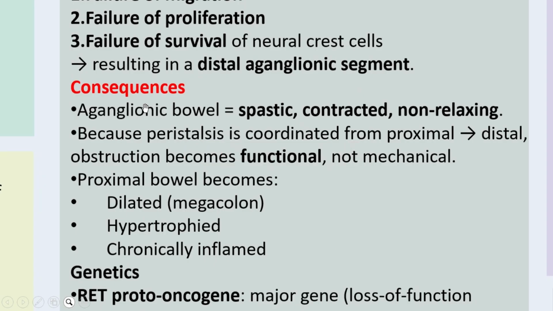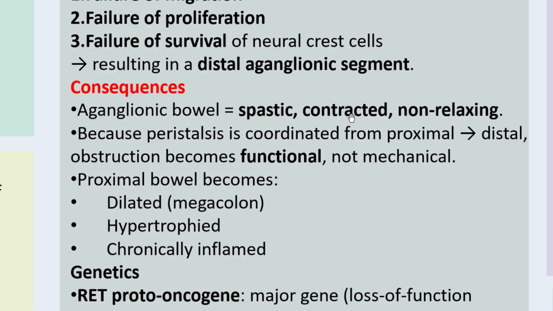So what is going to happen is that we're going to have an aganglionic bowel, and most of the time the ganglia, or these plexuses, facilitate the relaxation of the bowel. They're the ones that cause the relaxation. Without their inhibitory effect, we're going to have a sustained contraction. So we're going to have a spastic, contracted, and non-relaxing bowel.